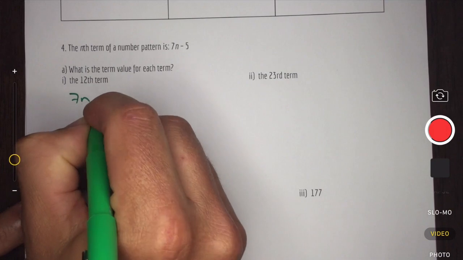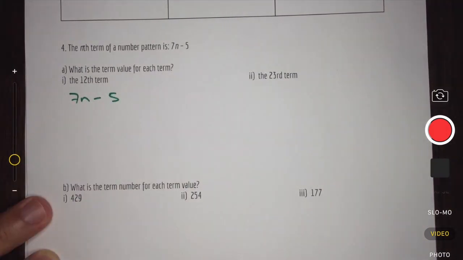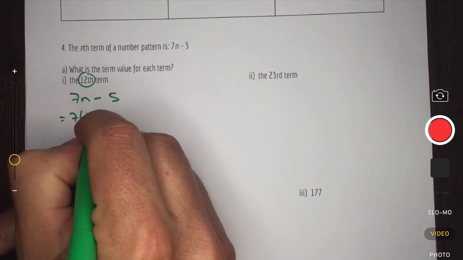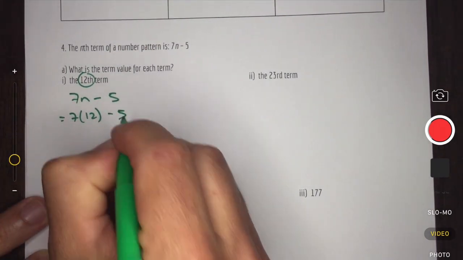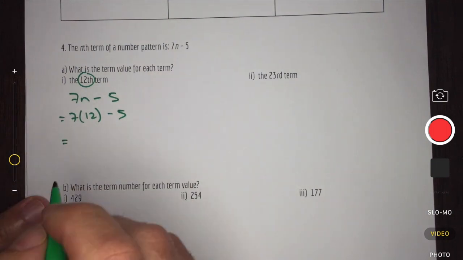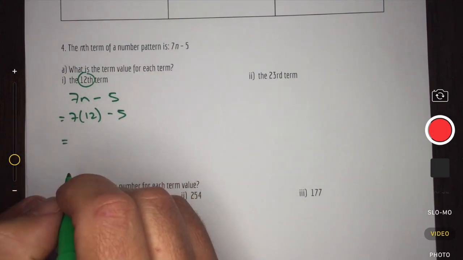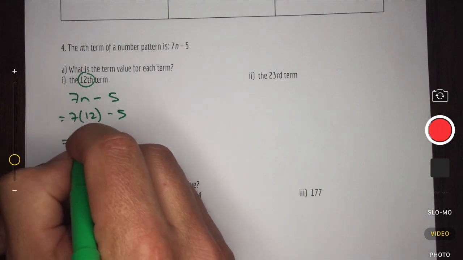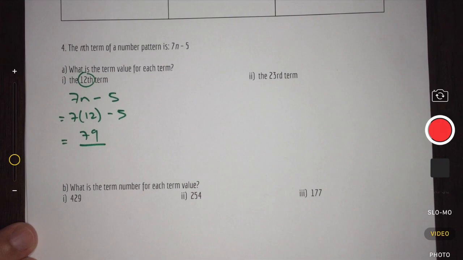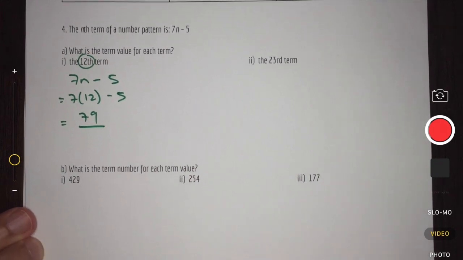We can take 7n minus 5. For that n, we can replace the number 12 because that's our term number. And we're going to subtract 5 off of it. And we're going to find out that when we do some multiplying and then a little bit of subtracting, our value or our output number would be 79. Again, I'm going to let you do example 2 on your own.